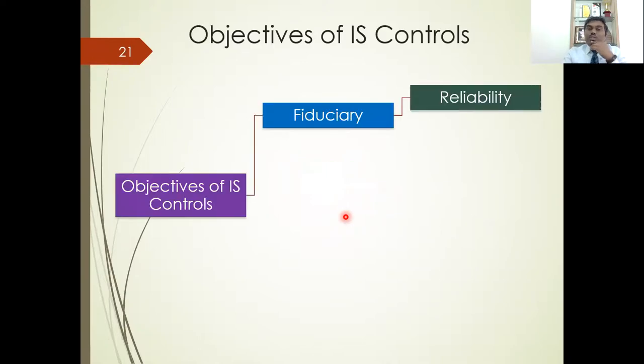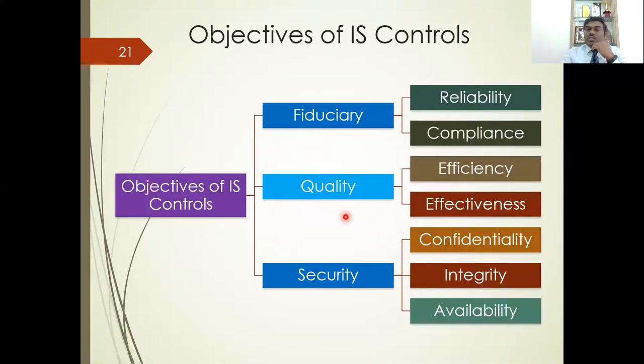But yes, phase two. What is the objective of IS audit? At a high level, you can say these could be the objectives. Fiduciary, more from a trust angle, reliability, whether you are compliant with these things. Those are from a fiduciary angle. Then comes the quality angle. What is quality? Efficiency, effectiveness. From a security angle, CIA: confidentiality, integrity, and availability.